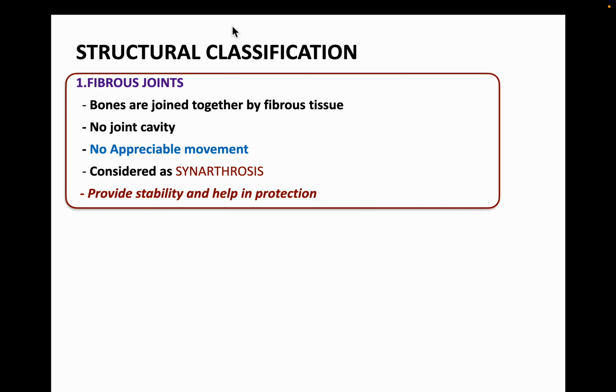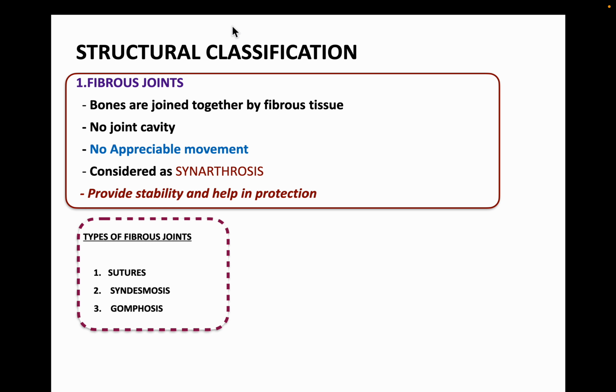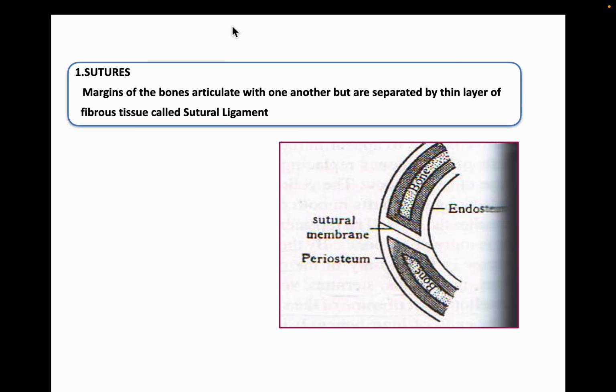Coming to the structural classification first. In the subcategory we will discuss the fibrous joints first. In fibrous joints, the bones are joined together by fibrous tissue, there is no joint cavity, and no appreciable movement occurs. They are considered synarthrosis. They provide stability and help in protection. So what are the different types of fibrous joint in the body? These are sutures, syndesmosis and gomphosis.